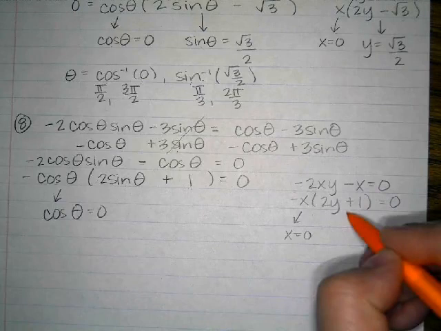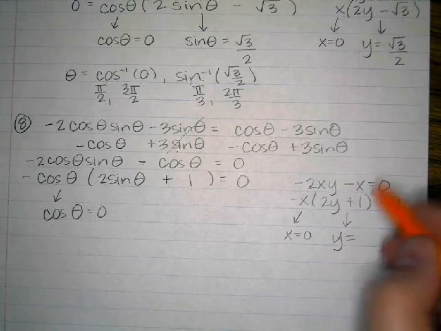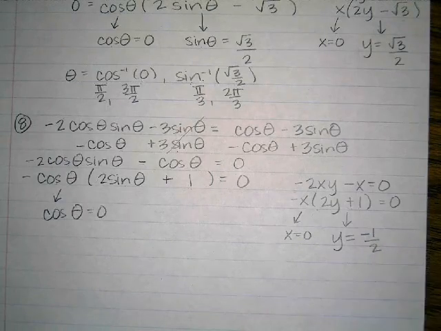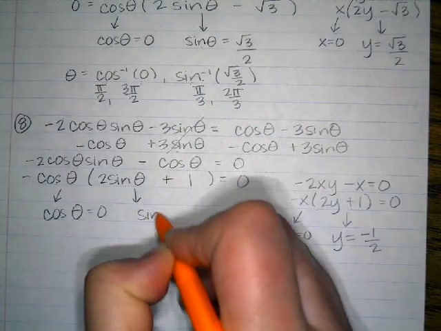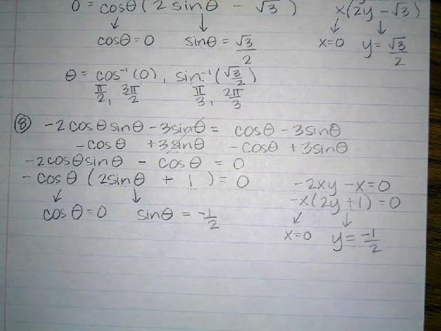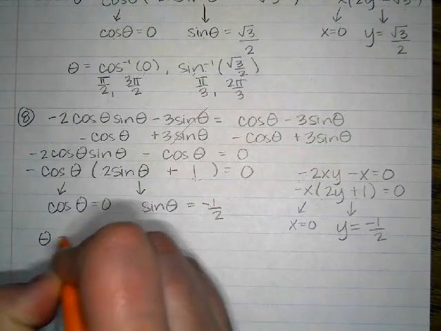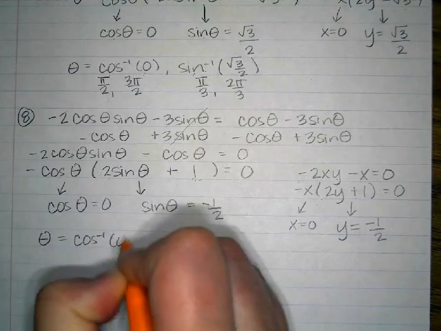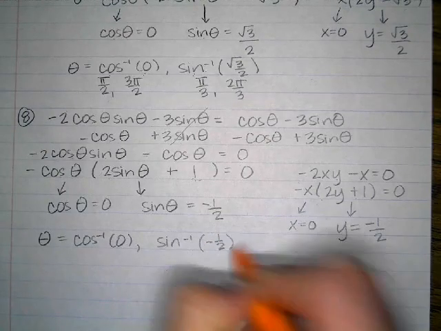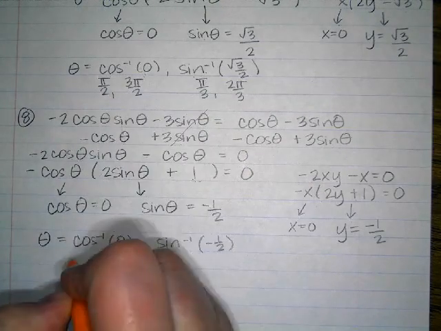Over here, this y would give us what solution? Negative 1/2. So we're going to change the sign. Negative 1 divided by 2. And so over here, sine theta would give us negative 1 divided by 2. So if we solve these on the unit circle, we're going to find that theta is cos inverse of 0 and sine inverse of negative 1/2. And we just did that in the previous problem, so we know that that's pi halves and 3 pi halves, so we don't need to do that again.